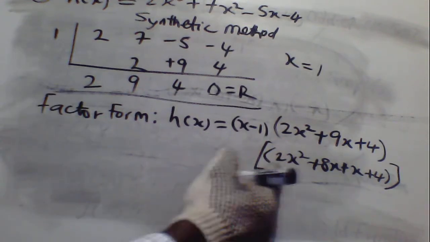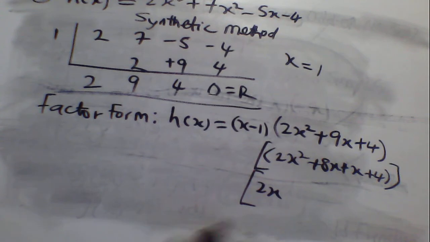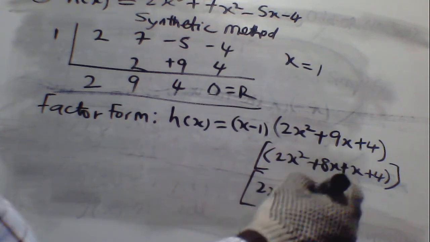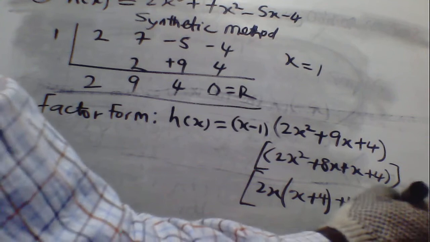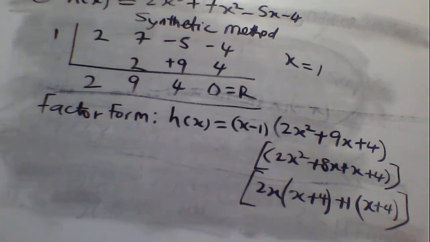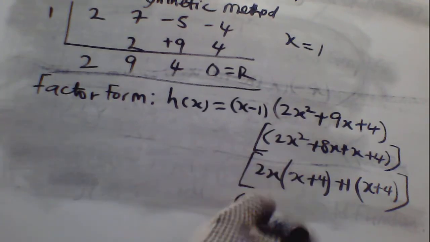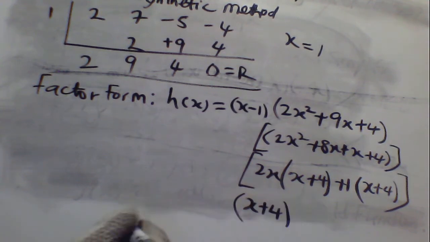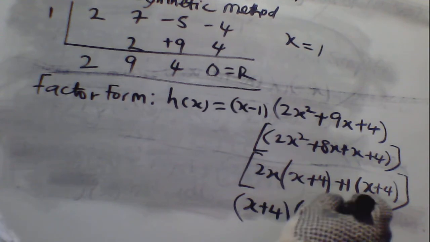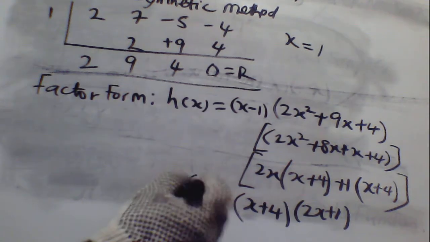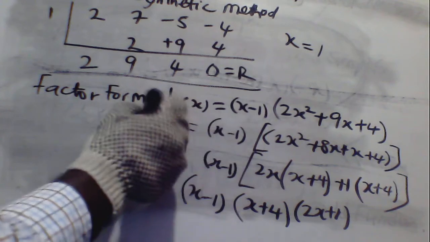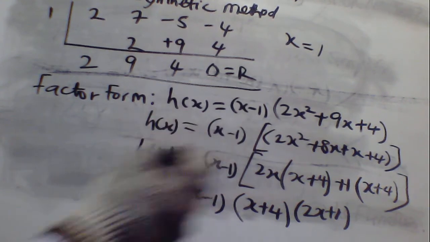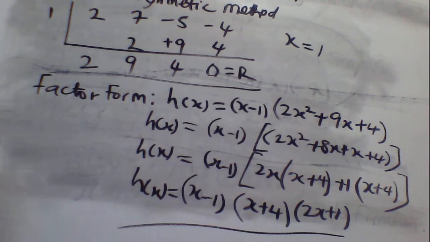So you factorize what is common. 2x is common, you bring it out, you open bracket, you have x plus 4. What is common? Plus 1 is common. So you close bracket, x plus 4. Once you arrive at this point, you collect like terms. If you collect like terms, you have what? x plus 4, 2x plus 1. You can now bring this down, x minus 1. You can now write it. I hope you are seeing it. So this is how you can do it. So you have already factorized it.